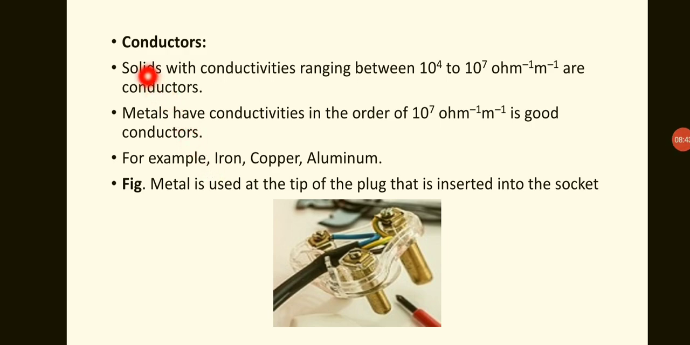So what are conductors? Solids or electrolytic cells with conductivities ranging between 10 raised to power 4 to 10 raised to power 7 ohm inverse meter inverse are called conductors. Metals have conductivities in the order of 10 raised to power 7 ohm inverse meter inverse, so they are good conductors. For example, iron, copper, silver, aluminium. Metal is used as the tip of the plug that can be inserted into the socket because metals are good conductors.